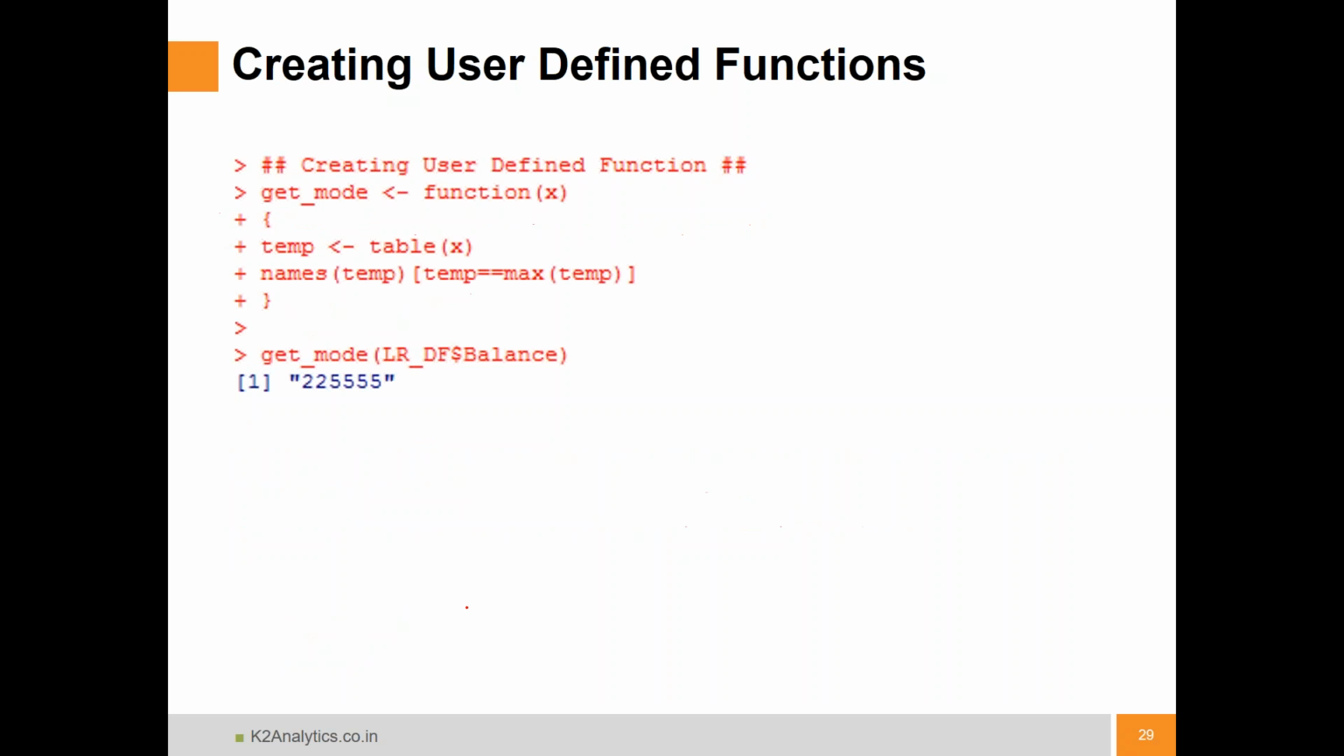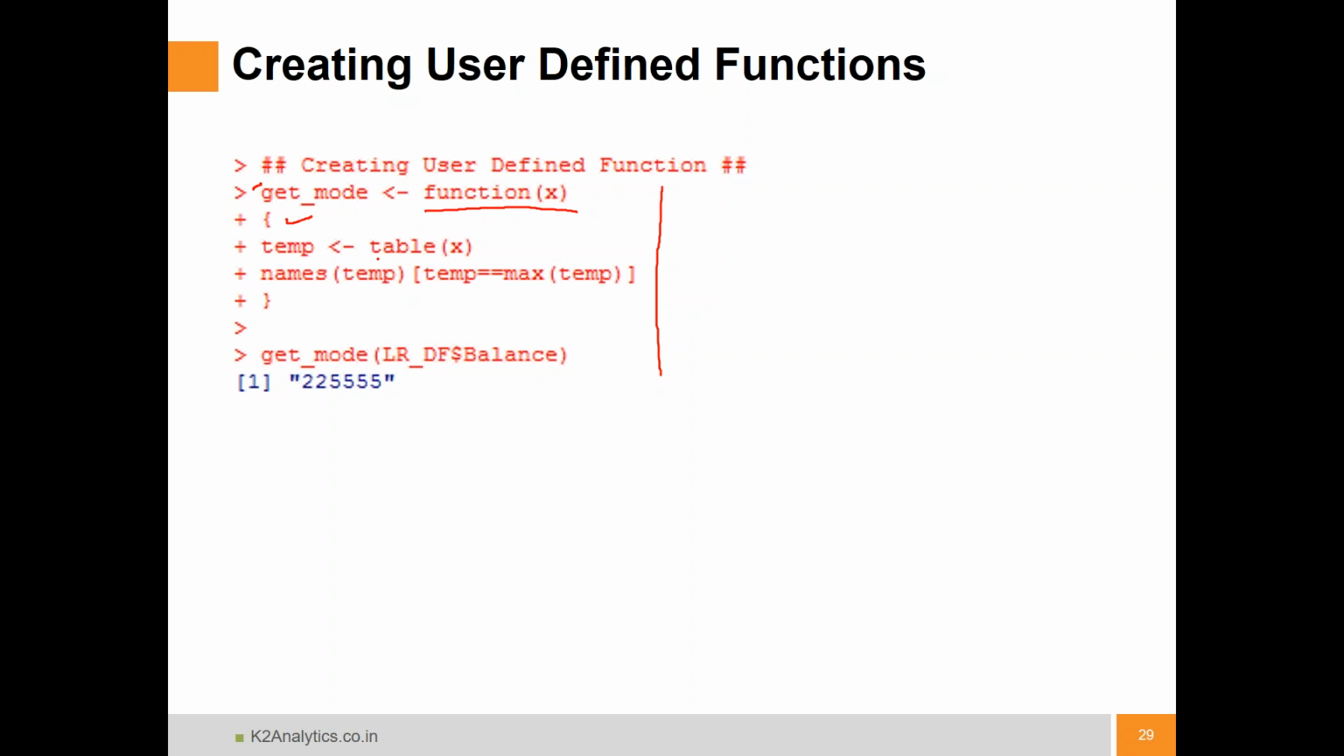As I mentioned, there is no built-in mode function. When I was doing it, I could not find one, so I wrote a simple user defined function. I want the mode of a column. A column is basically a vector, so I'm taking that as the input. One column input I'm taking, and the name given to that function is get_mode. This is the name that I'm assigning. Within the braces, I open the logic.